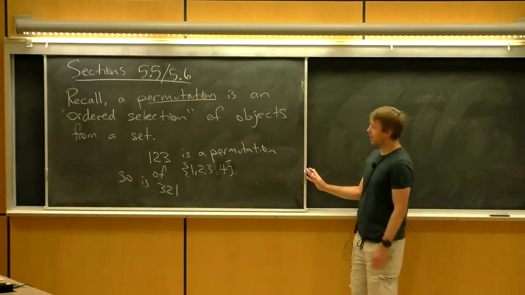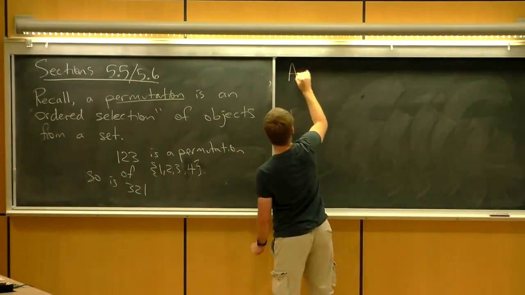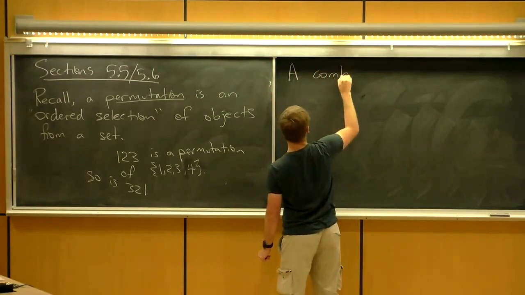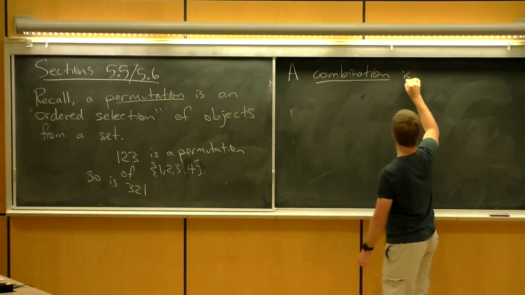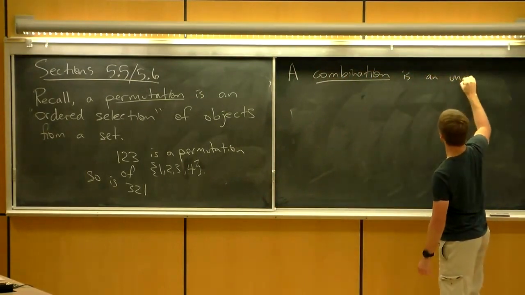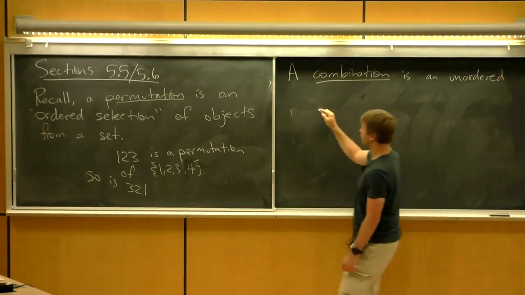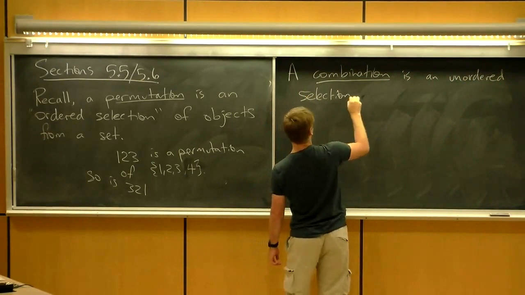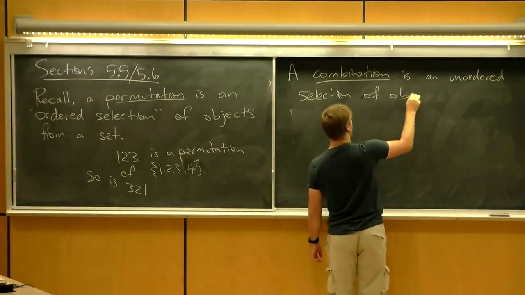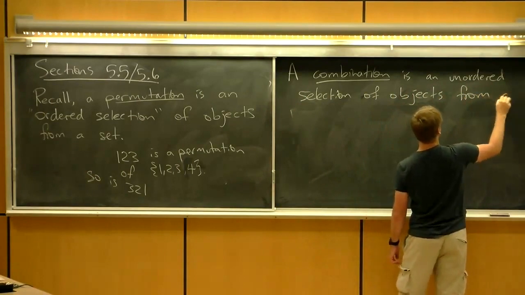This time what we're going to look at is something called combinations. So a combination is an unordered selection of objects from a set.